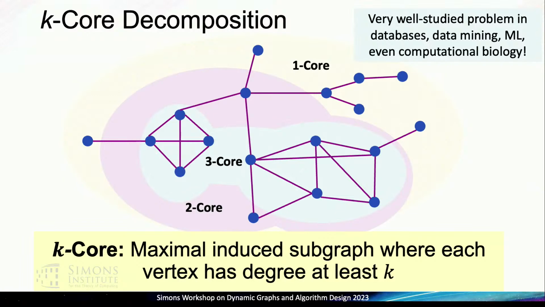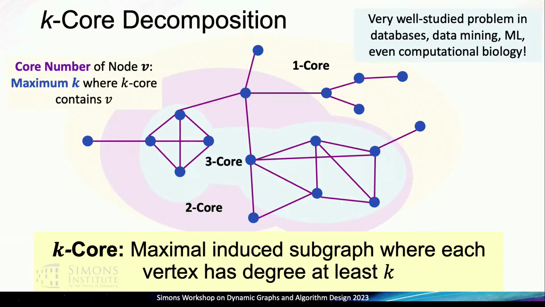The K-core decomposition is defined in terms of this concept called the K-core. So K-core is the maximal induced subgraph where each vertex in this induced subgraph has degree at least k. I've shown in this example the K-cores in this graph. Now, using the cores, you can assign a core number to a node V. The core number is defined as the maximum k where the K-core contains the node V. So here is a K-core decomposition of all the nodes in this graph.